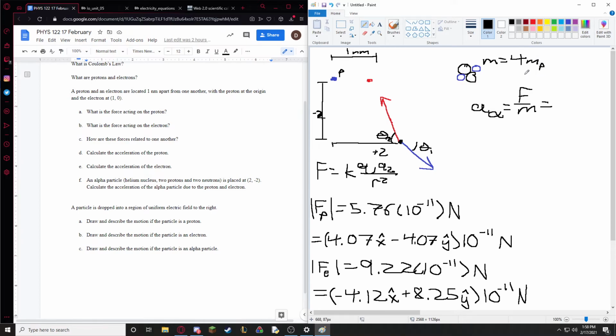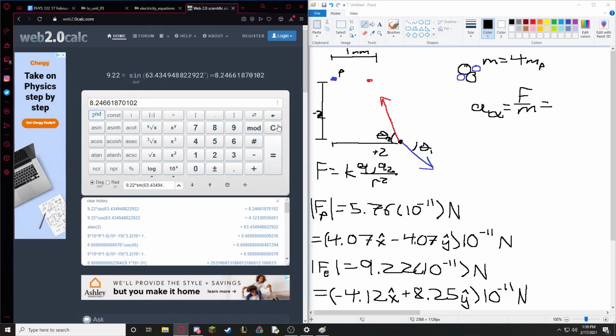Is it 3.2? Oh wait, no. That's the charge, right? Because that's 2 times the charge of the proton. But the mass is 4 times the mass of the proton because we have the 2 neutrons as well. They don't have any charge, but they are masses that affect the acceleration. So our... 6.68. Yep, sounds about right.